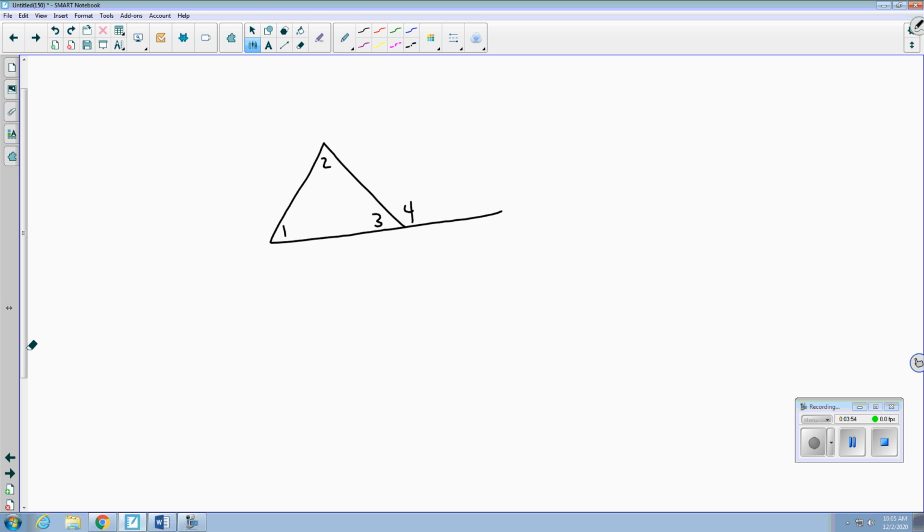Is there a relationship between those interior angles and that exterior angle? Well, what do we know? We know that the measure of angle 1 plus the measure of angle 2 plus the measure of angle 3 is equal to 180 degrees. That's what we started the video with. We also know that this exterior angle is formed by extending that side. So 3 and 4 form a linear pair, and we know that linear pairs are supplementary.